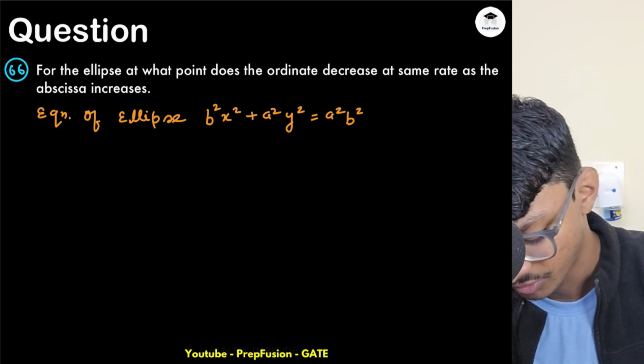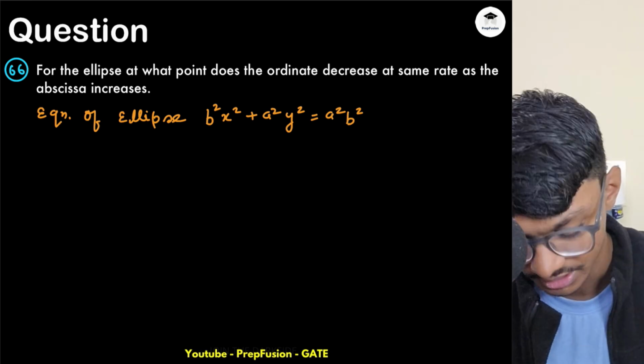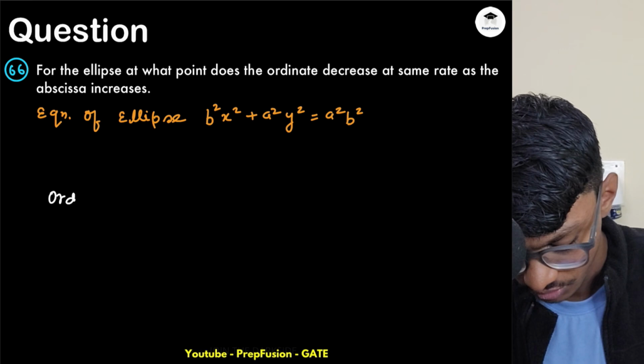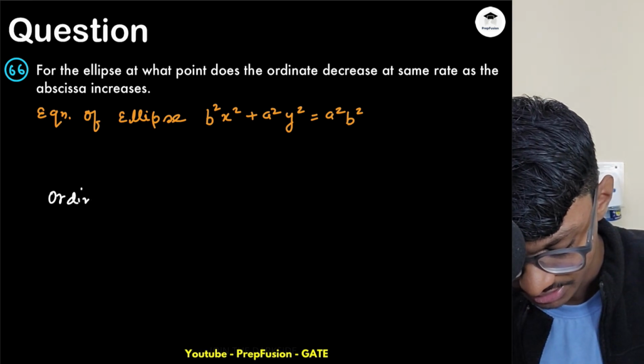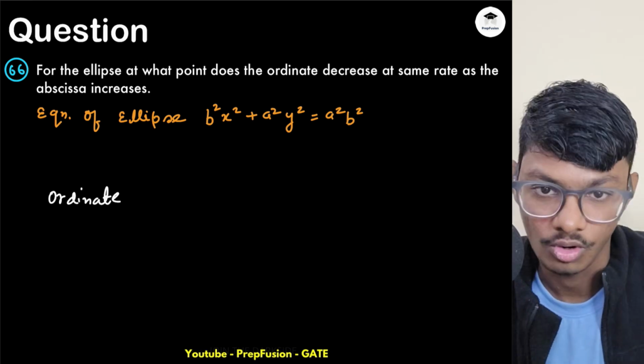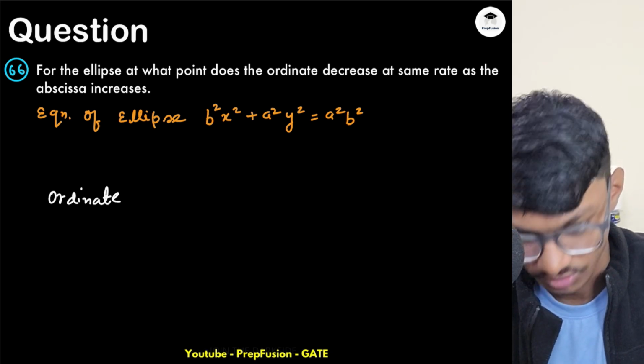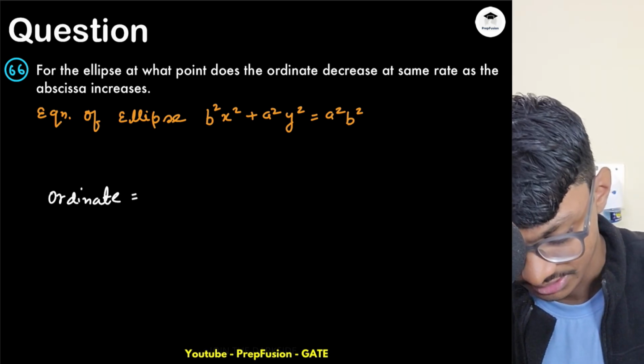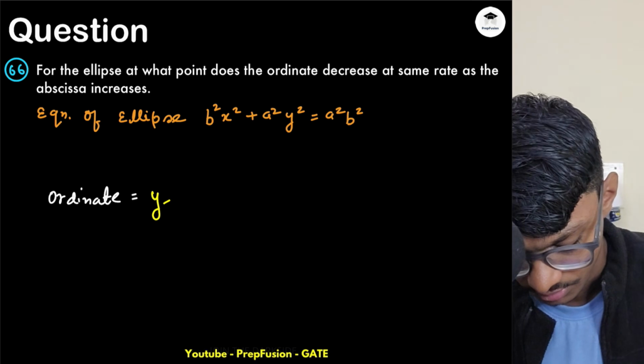This you have to put in your short notes. If you remember, that is well and good. If you don't, put it in your short notes. I also tend to forget these things. So what is ordinate? Ordinate is basically the y-axis.